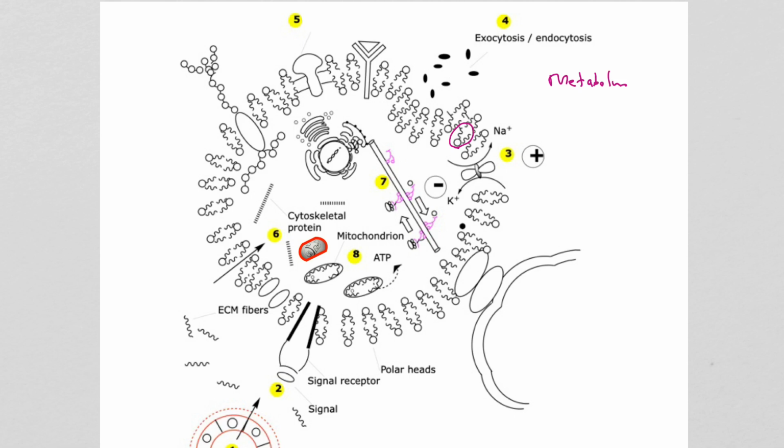So cell signaling, transport of chemicals, and metabolism are 3 of the most common activities in the cells. And of course, the qualitative and quantitative aspects of these 3 activities differ among the various cells, the various 200 different types of cells in the body.